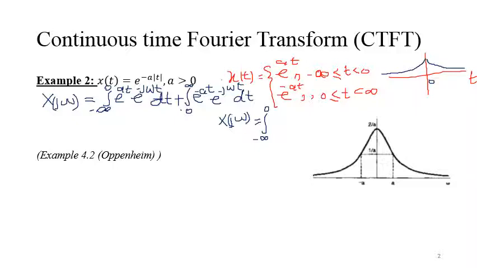So taking t as common, we get e power, let's take positive t common, so we get a minus j omega, times t, dt, plus integration 0 to infinity, again taking minus t common here, so it will be e power minus t times a plus j omega, dt.